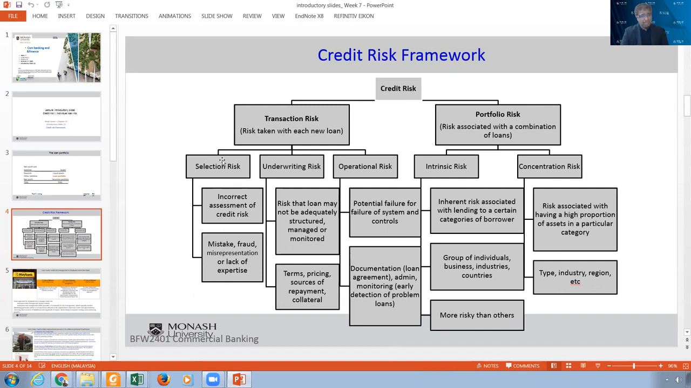Now, assuming the selection is good and the person is good, is that enough? Actually, it's not enough, because you have to have a contract, and that contract should be good. If the selection is okay, but the underlying risk, underwriting risk, which we call it, the contract was not okay, then there is a problem.